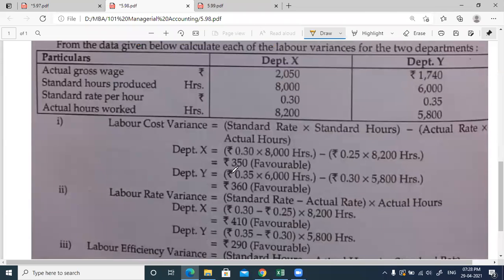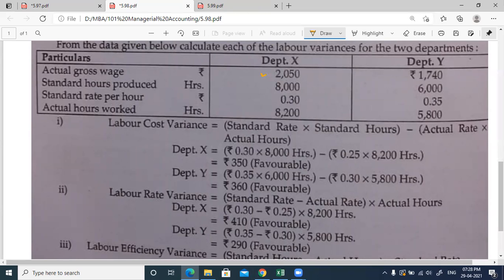What is the department X? We'll focus on department X. What is the actual wages? This is actual. Actual wages 2080. So actual gross wages is 2080. So it is for how many? The standard rate per hour is 30 paise. Department X, the standard rate per hour is how much? 30 paise, and wages paid is how much? 2050. So 2050 divided by actual 8200.